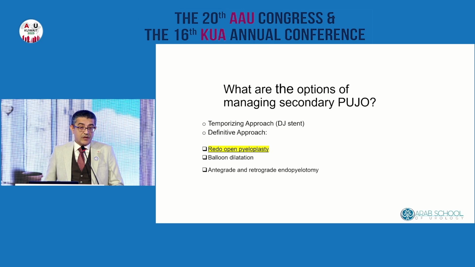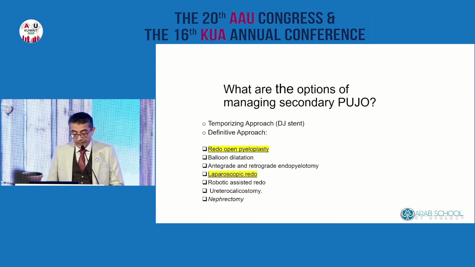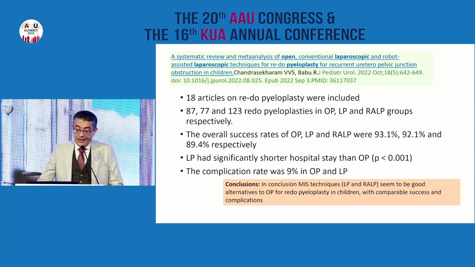So the options are either you can use a temporized approach by placing a double J stent until you define your plan for the repair, or you go directly to a definitive approach, which could be redo open pyeloplasty, balloon dilatation, antegrade or retrograde endopyelotomy, laparoscopic redo, robotic-assisted ureterocalicostomy, or finally nephrectomy if the kidney is not functioning well.